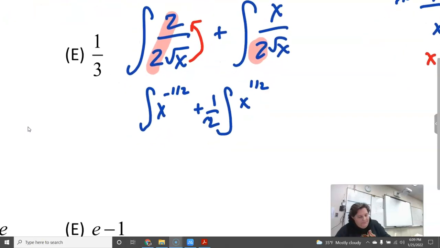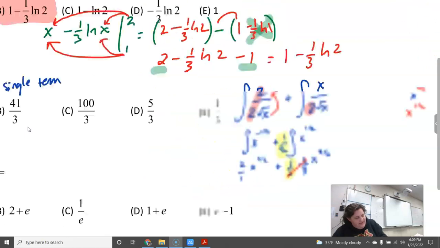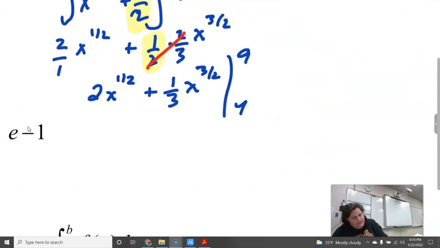Oh my goodness. Here we go. If I add 1 to this, it'll be x to the 1/2 times 2 over 1. This 1/2 just stays here. If I add 1 to this, x to the 3/2 times 2/3. Look, that cancels out. So here's what I've got: 2x to the 1/2, and then a third x to the 3/2. And I have to evaluate this now, 9 to 4. Holy cow.